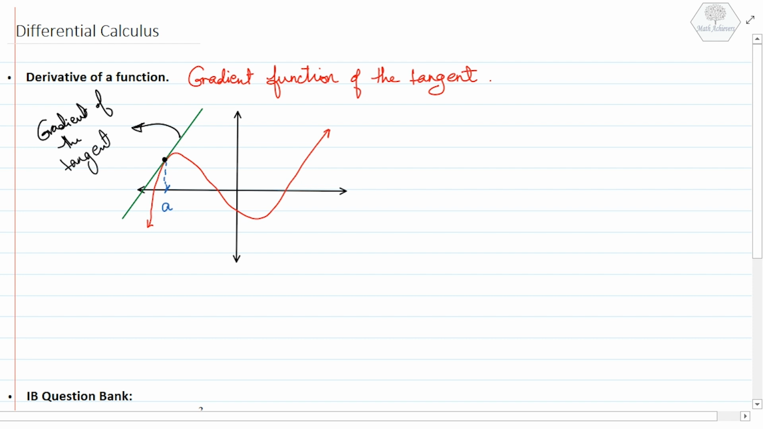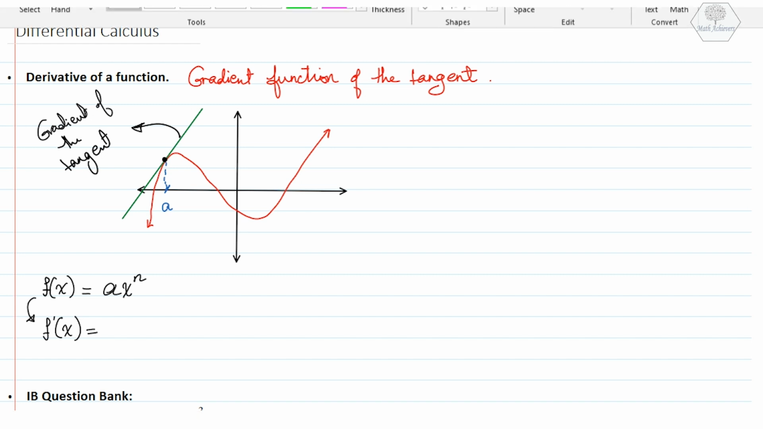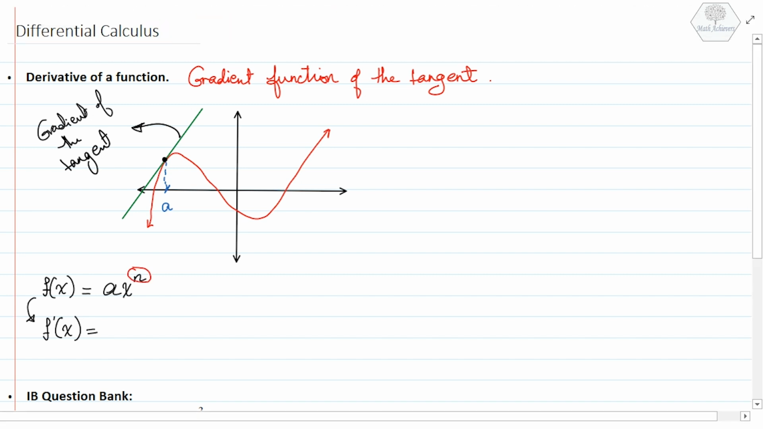Now, if I have a function, f of x is equal to a x to the power of n. To find the first derivative of this function, the first derivative is called f prime of x. This is equal to, the first thing I have to do, I need to take the power down and multiply it by a, and then subtract 1 from the power. So the first derivative is n times a times x to the power of n minus 1.